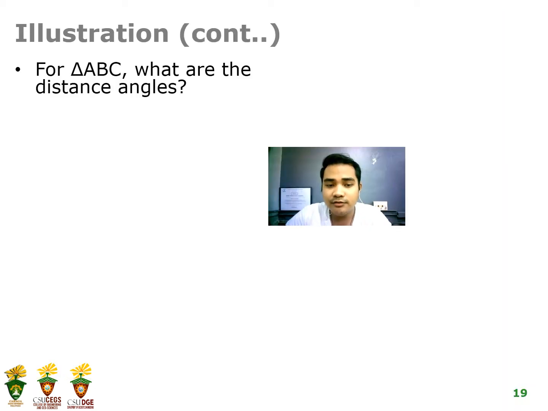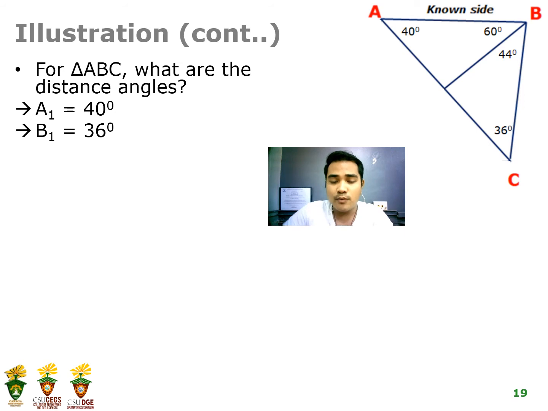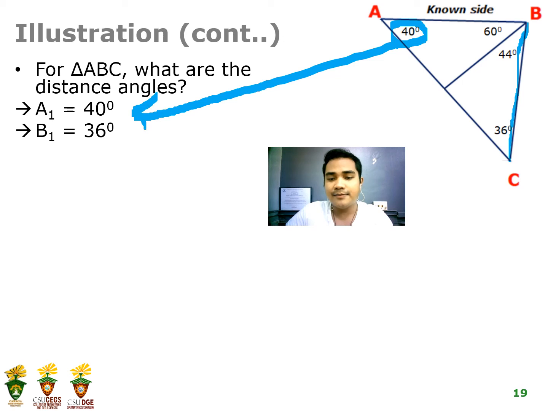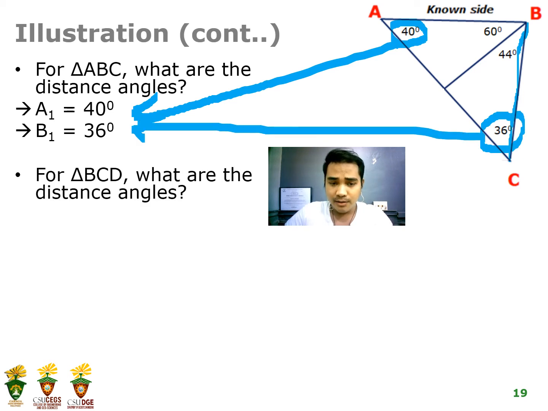So for continuation, for triangle ABC, A1 is for the unknown side, BC, which is now the unknown side of this triangle. Opposite of the unknown side is 40, so A1 is 40. And B1 is opposite of the known side, which is 36, so B1 is 36.